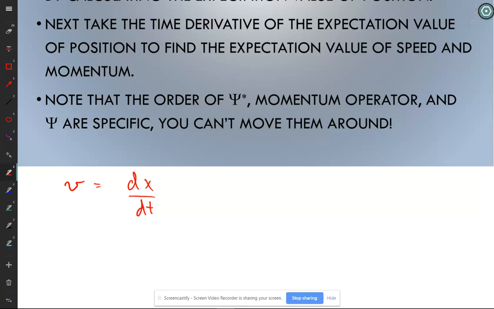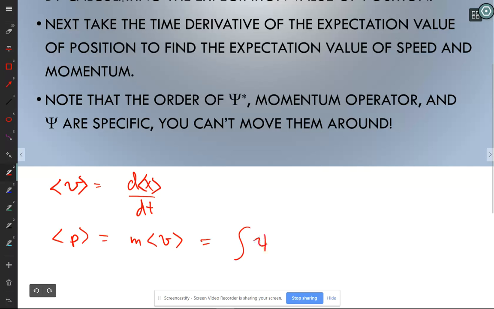But we don't really have a fixed velocity, so what we're really going to do is the expectation value of velocity should be the time derivative of the expectation value of position. So that's the first start, and then we're going to say momentum is equal to mass times the expectation value of v, and then from that we're going to take the definition. So that's the process of finding the momentum operator.